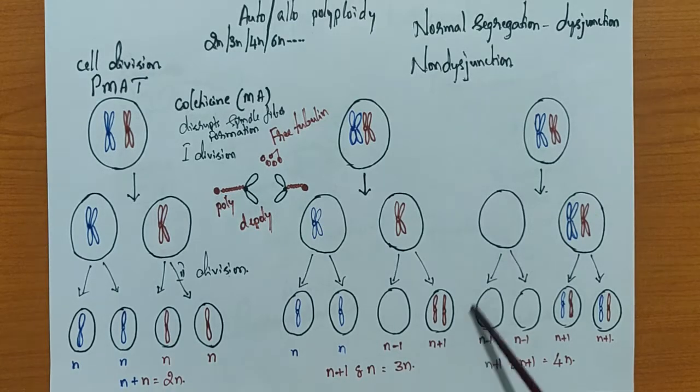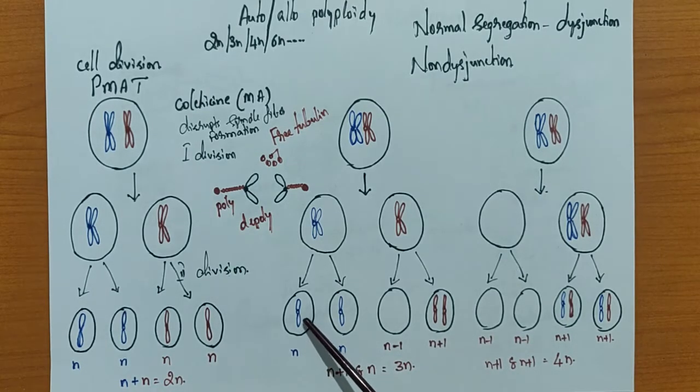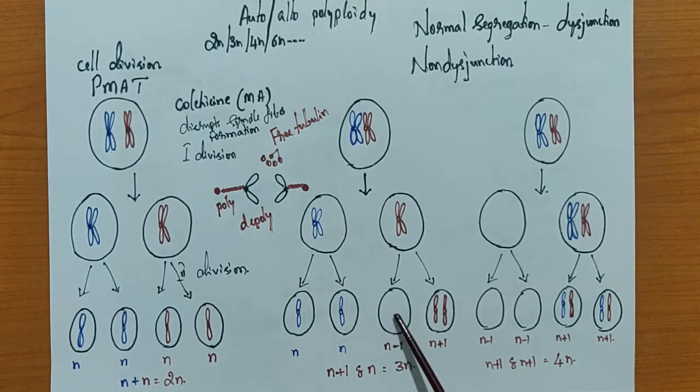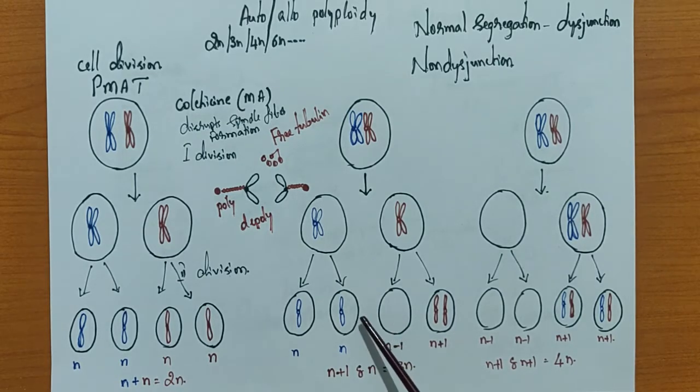Okay, now you have created a gamete with a full set of chromosomes, a gamete which is normal with the reduced chromosome number, and a gamete with no chromosome. Now assuming that this gamete fuses with this gamete, we get a fusion cell in which, instead of a diploid, we get a monoploid.